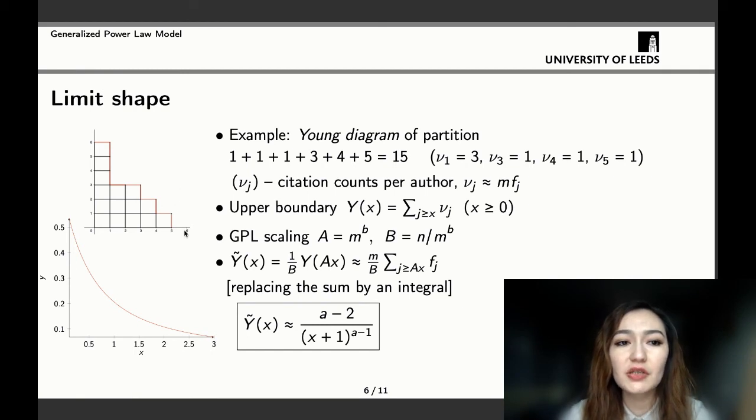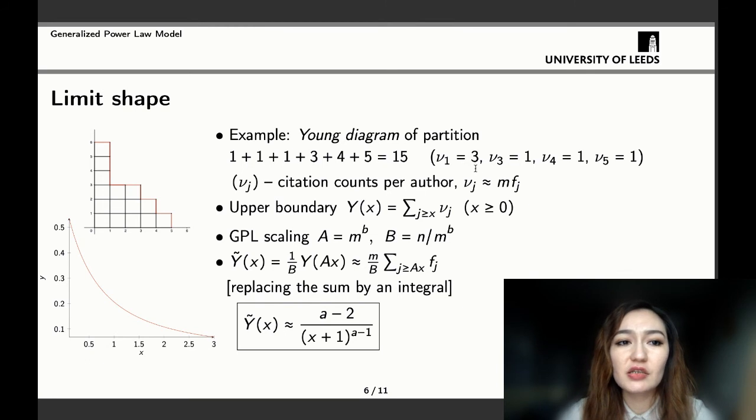If we consider these are the numbers of citations of an author whose 6 papers have been cited 1, 1, 1, 3, 4, 5 times respectively, then we found another way to show citations, the Young diagram, or we call it the citation diagram.